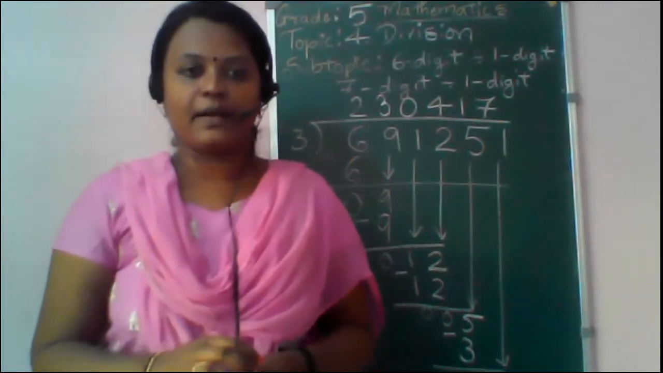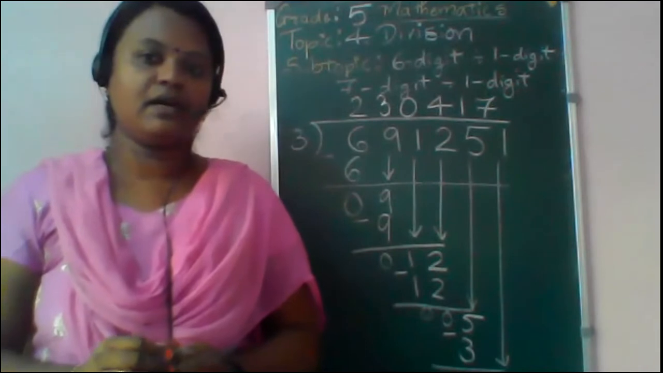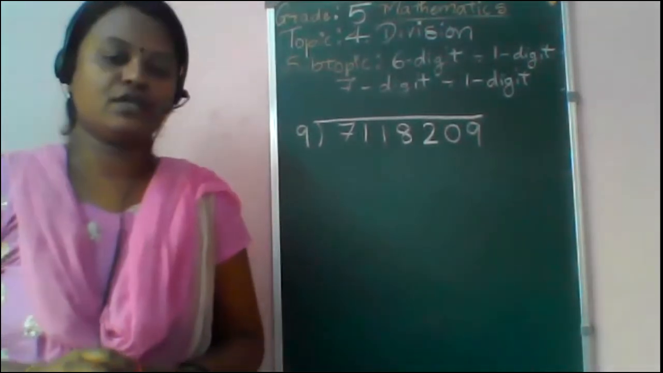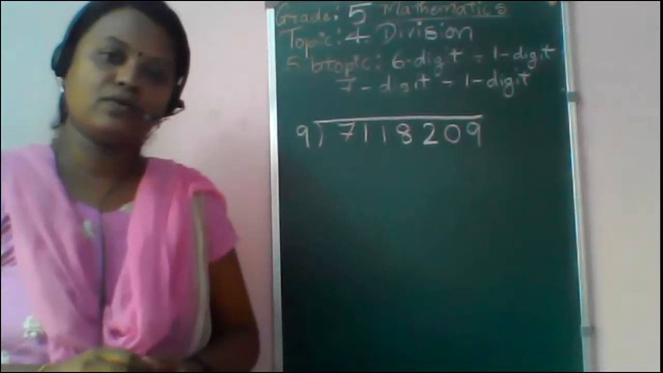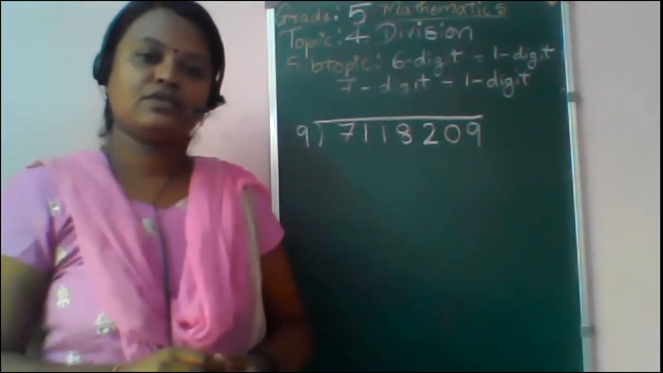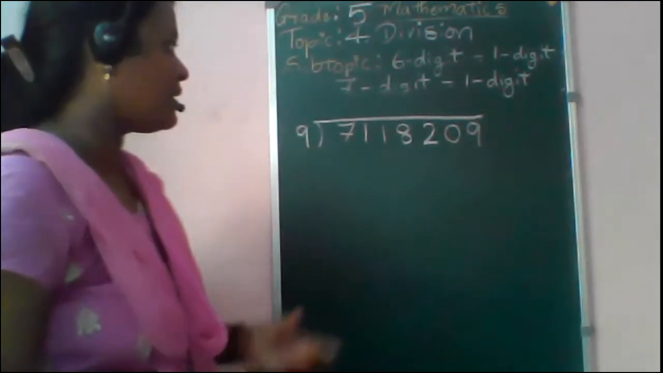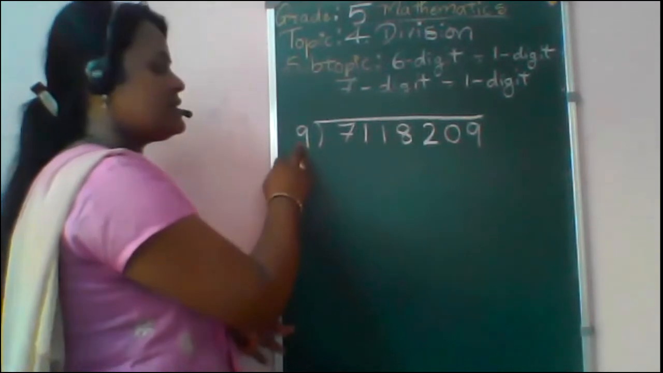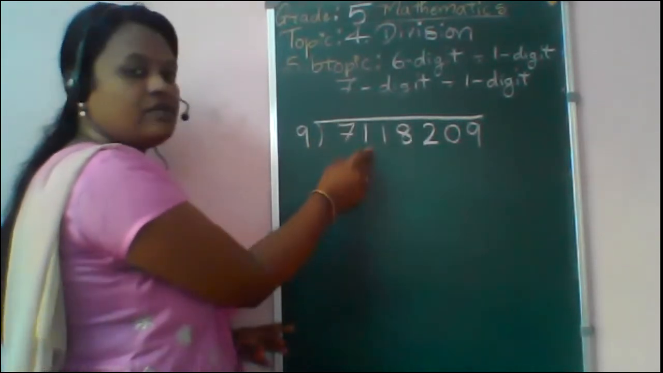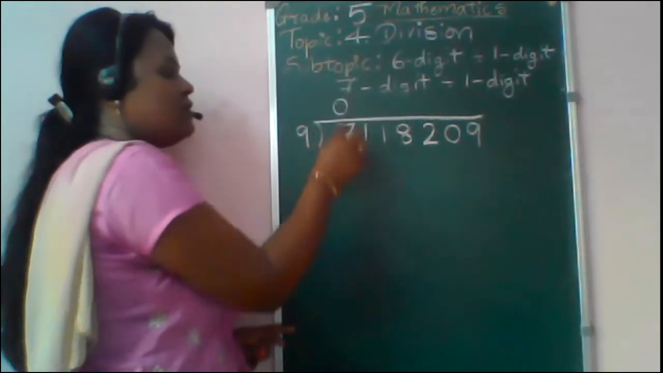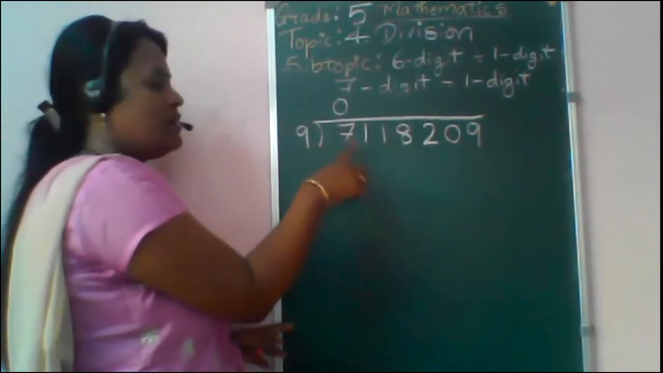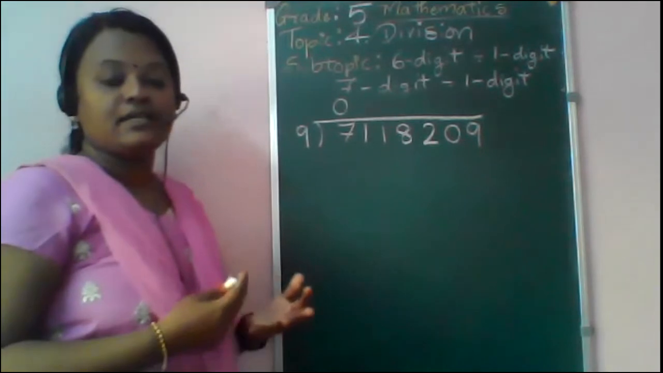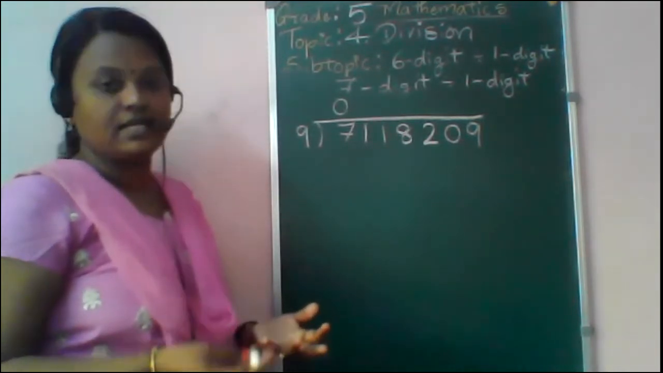Let us learn an example for dividing a 7-digit number by a 1-digit number. Here is the division of 71,18,209 by 9. So first we shall compare with 7. Can we divide 7 by 9? No. So we follow with the next digit, that is 1. We place 0 and we take over the next digit, 71. So 9 and 71, when we try to divide, we see that 9 sevens are 63, 9 eights are 72.